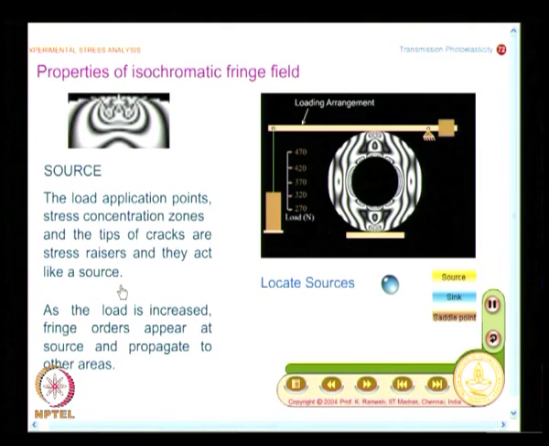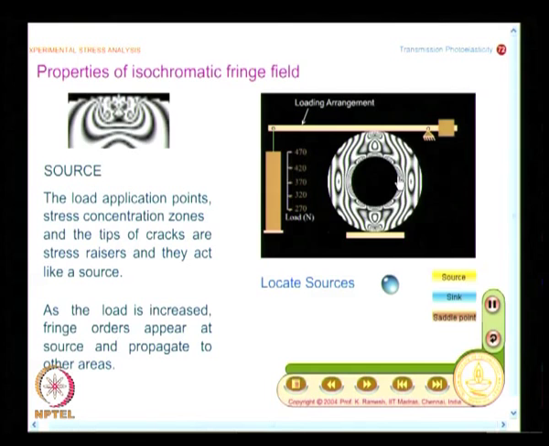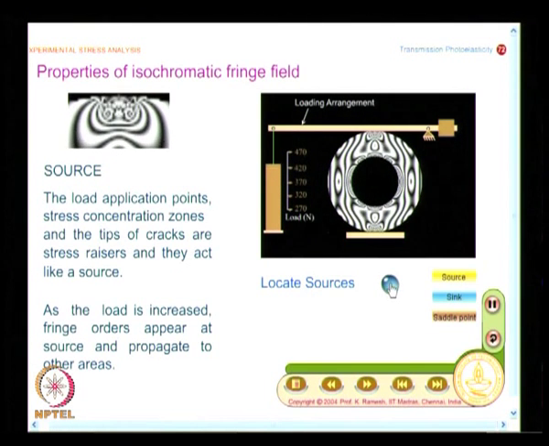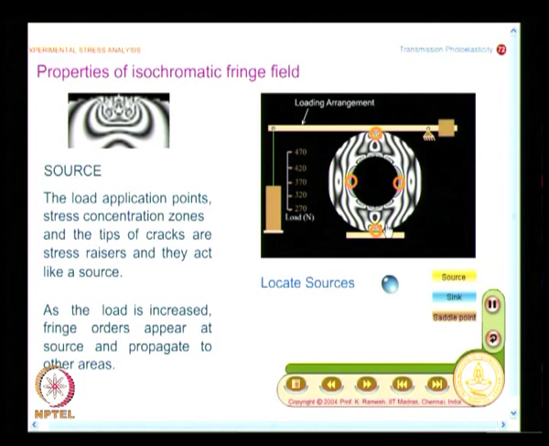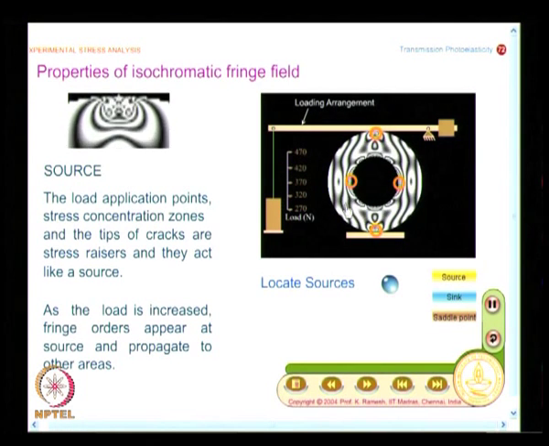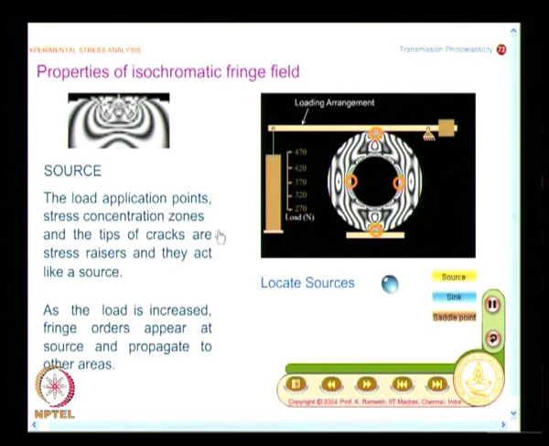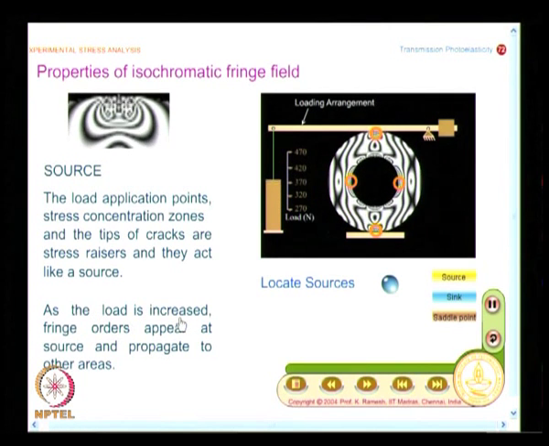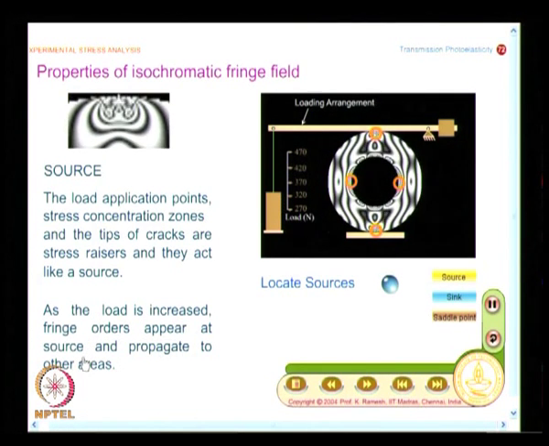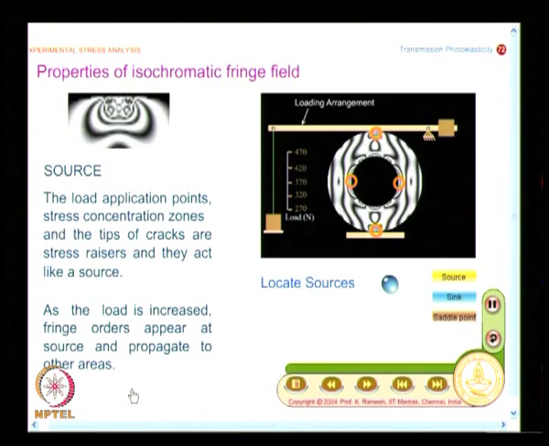And you have many such sources in the case of a ring under diametrical compression, and you can also locate the sources. I have not located all of them. This gives you an indication of how to go about locating the sources. And this is the key point: as the load is increased, fringe orders appear at the source and propagate to other areas. So, if I label the fringe, I can trace its label as it moves out.